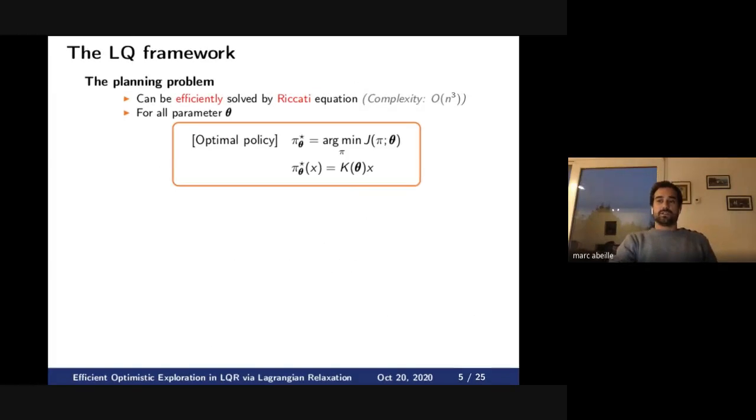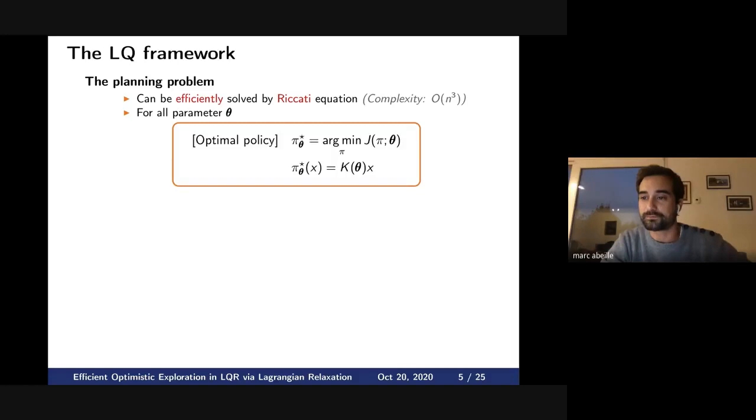One of the very nice features of this linear quadratic structure is that despite having continuous state and control variables, we can still solve efficiently the planning problem. We can do this by solving a Riccati equation whose complexity scales basically with the cube of the dimension of the state. Formally, for any parameterization theta, we can obtain, by Riccati equation, the optimal policy pi star. And it turns out that this policy pi star is linear in the state, encoded through a control matrix that I denote K of theta. That's a very nice feature, and it's kind of its singularity among the control problems with continuous state and action.